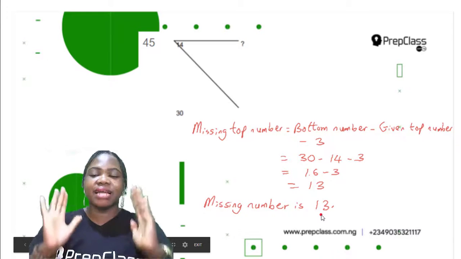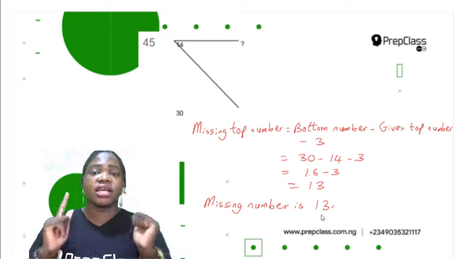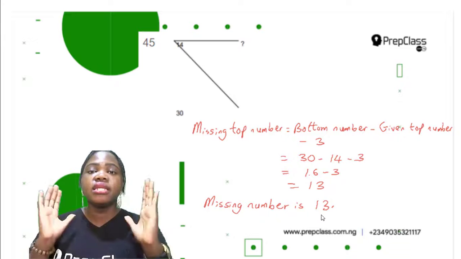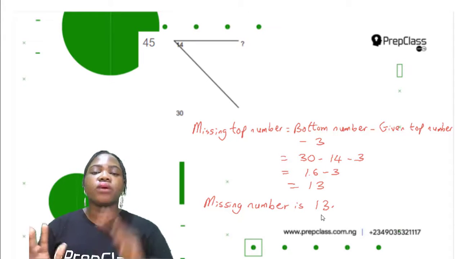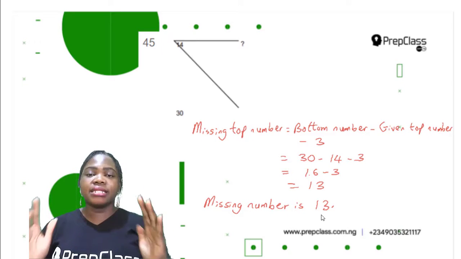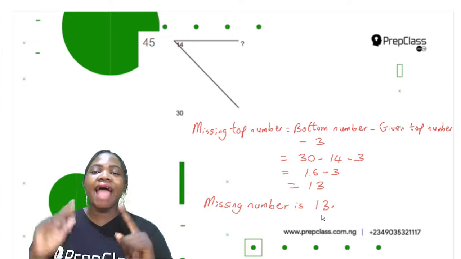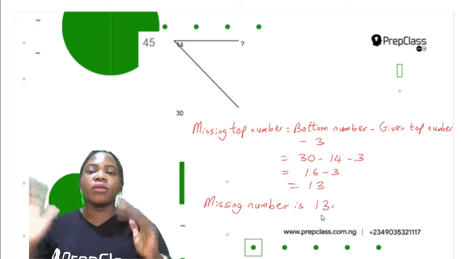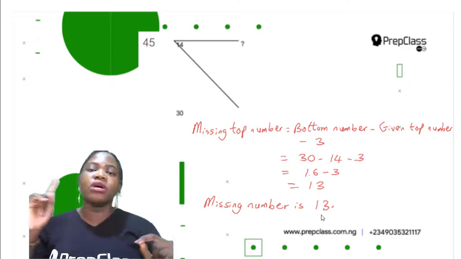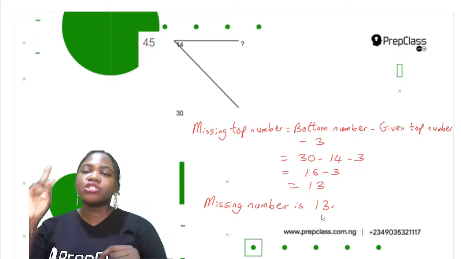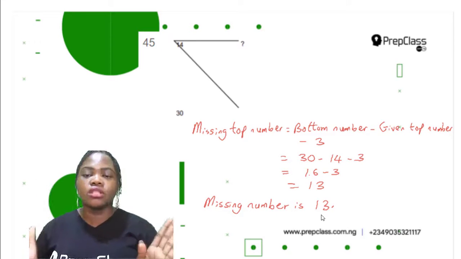But before we can say that 13 is actually correct, let's check the answer using the logic in the samples. So in the samples, all you have to do is to add the two top numbers, and then when you get your sum, add 4 if the two top numbers are even numbers, add 3 if one is an odd number and one is an even number, then add 2 if they are both odd numbers.